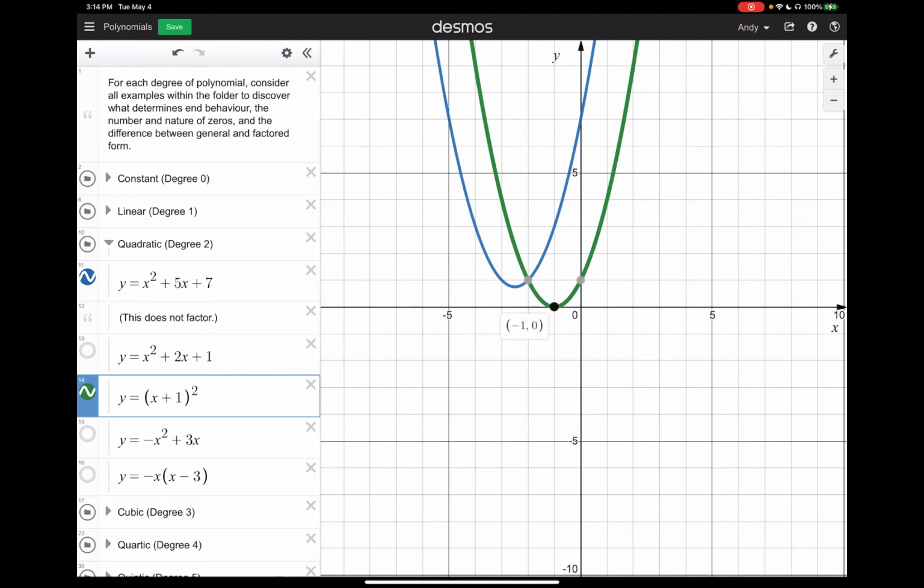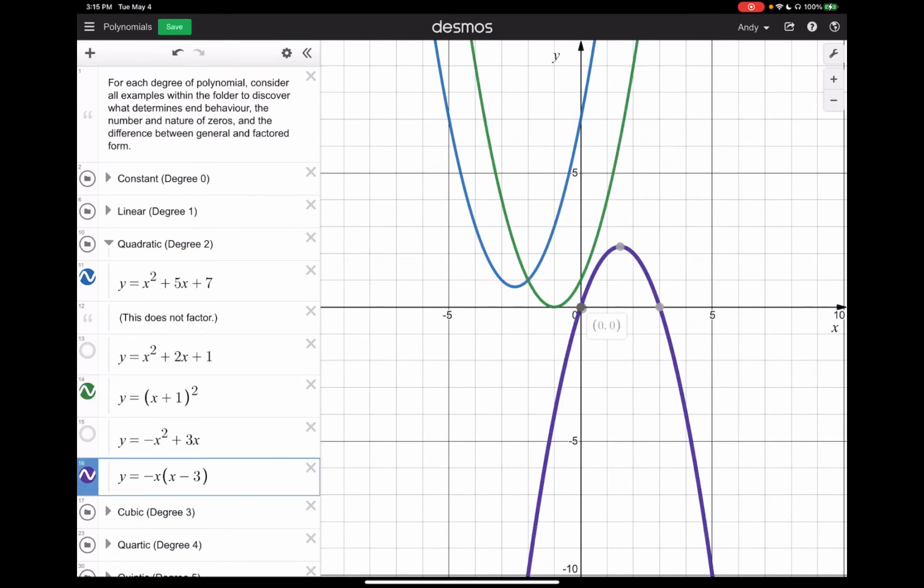Now if we take a look at this graph, which again, if you put it in factored form, it's maybe a little bit easier to identify the zeros. So you can see that one factor is negative x, and this corresponds to x equals 0, that's 1 zero. And then there's a second zero at x equals 3. So this just goes to show you that for quadratic functions, you can have either no zeros, 1 zero, or 2 zeros.